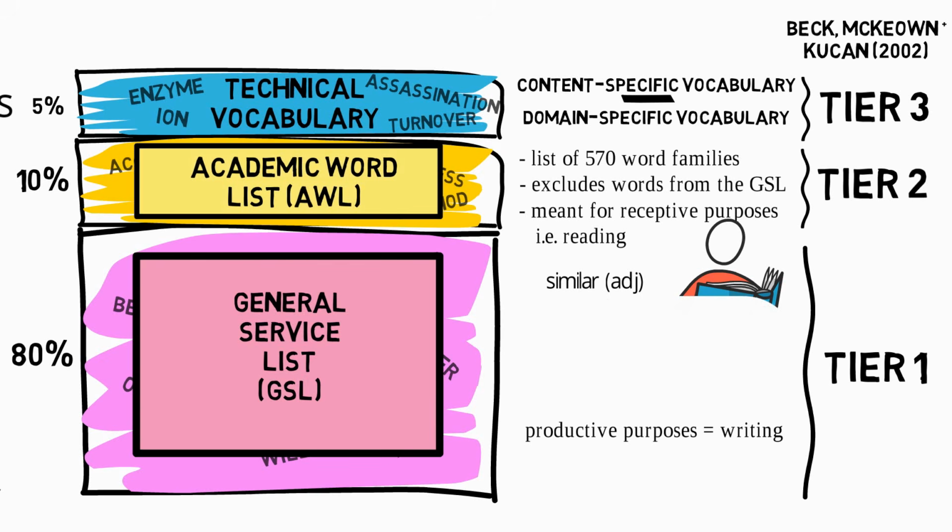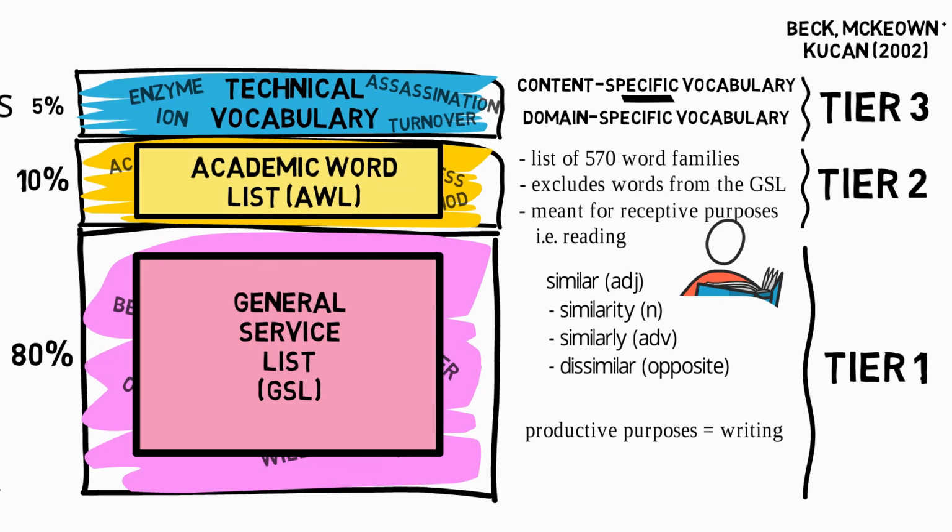But for productive purposes, this doesn't necessarily work. If you know the adjective similar, it doesn't mean you know the noun. Maybe it's similarness, or the opposite, maybe it's unsimilar. You have to learn those different forms separately. So this is fine if you're studying the academic word list for receptive purposes, but it does present some problems in terms of studying academic vocabulary for productive purposes.